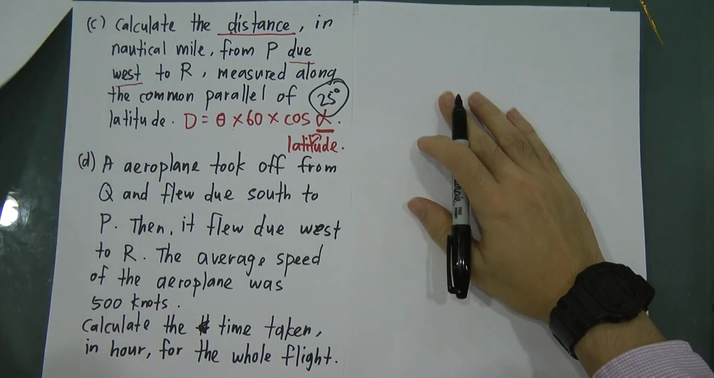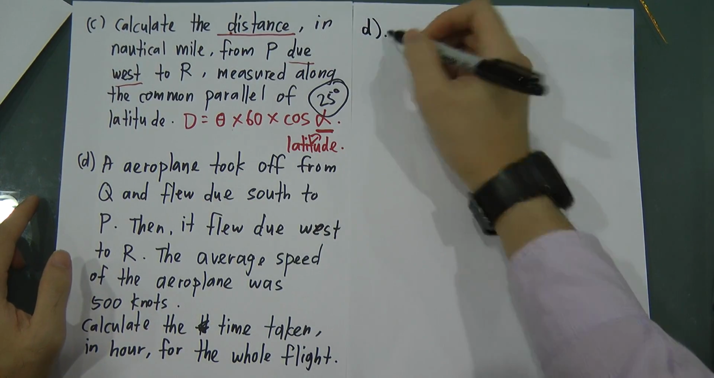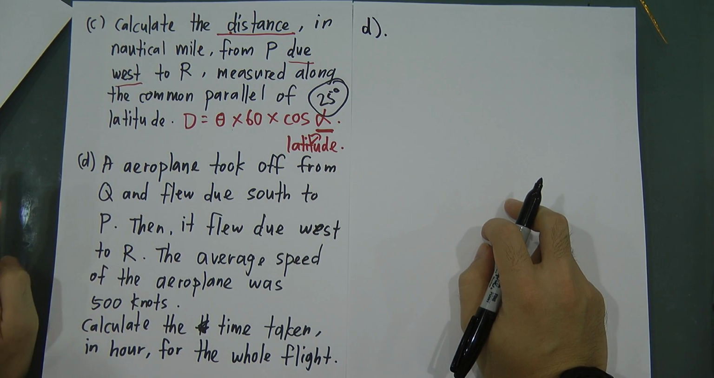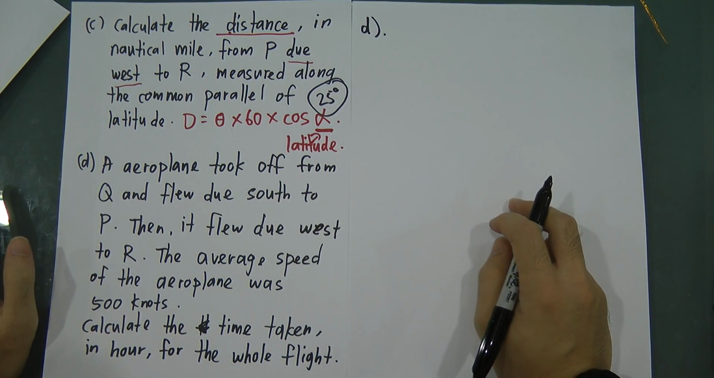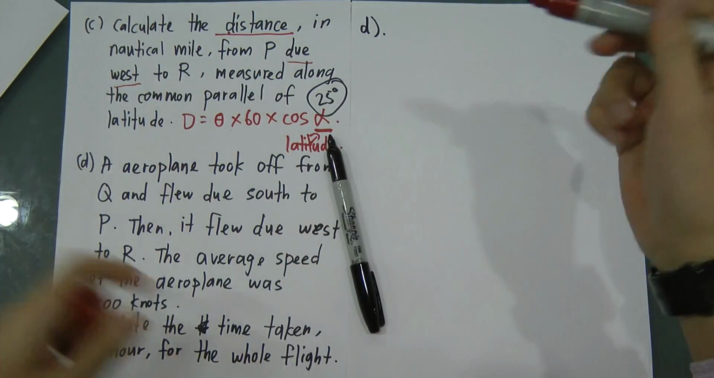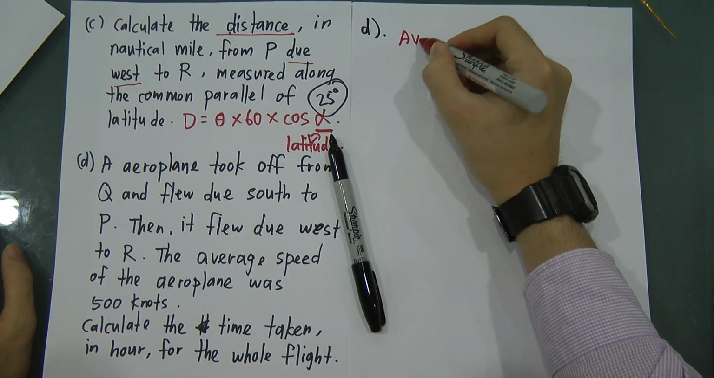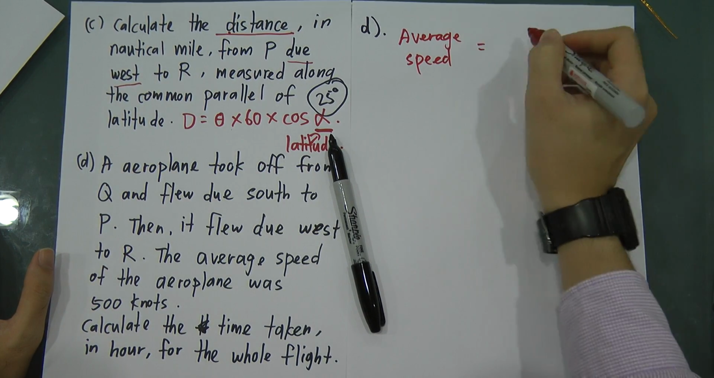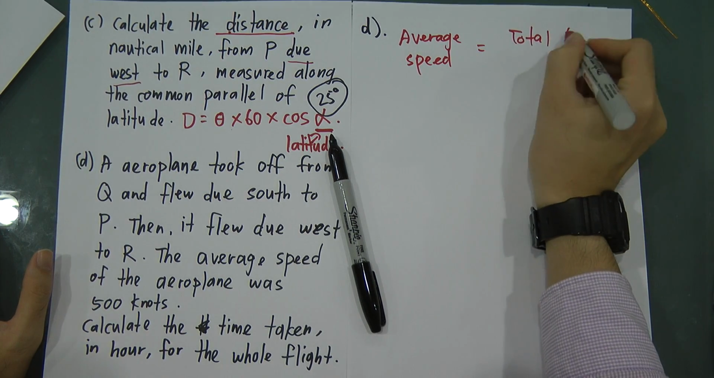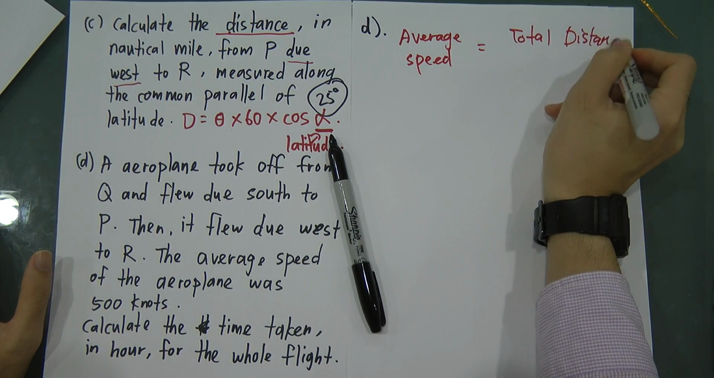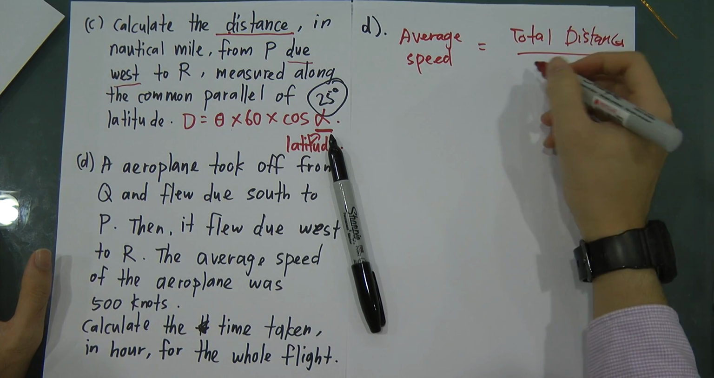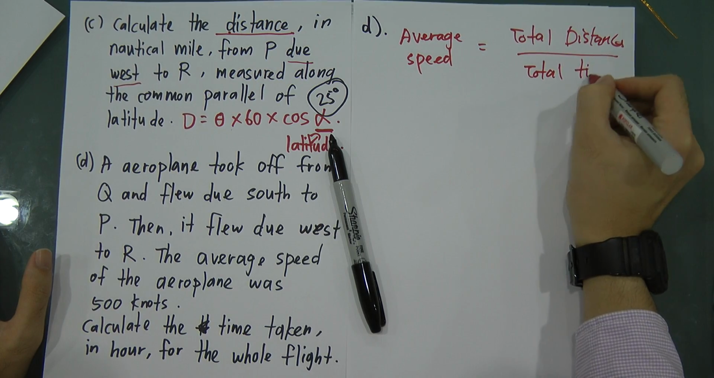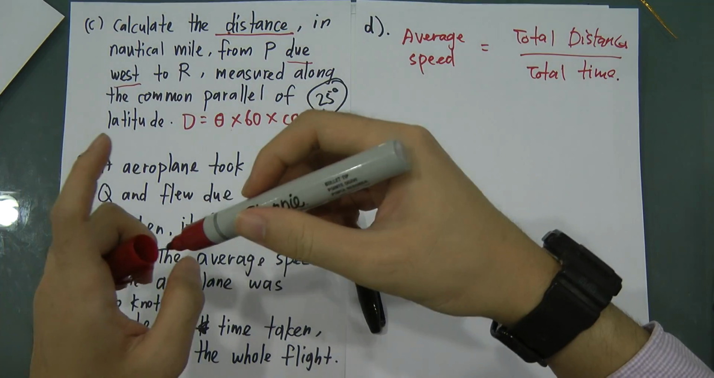Alright, the last part of this video is D. Normally he will give you average speed and ask you to find time, or he will give you time and distance and ask you to find average speed. So here we must memorize a formula, which is average speed equals total distance divided by total time, or sometimes they will say total time taken. This one is quite simple.